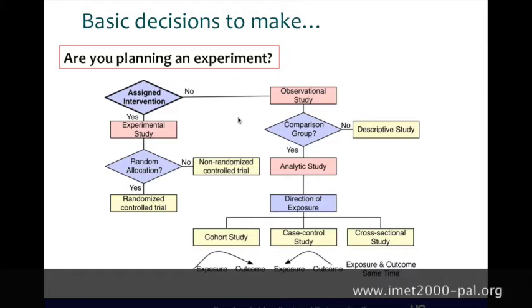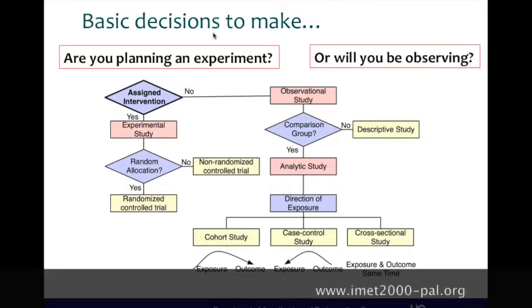That would be a randomized controlled trial. If that's not the case, you may still do an experiment, but the interventions would not be assigned in a random manner.